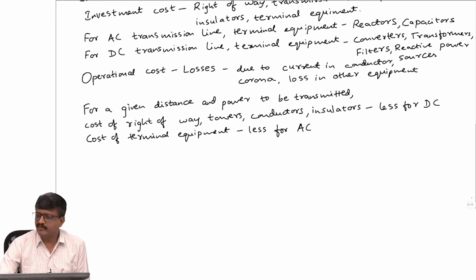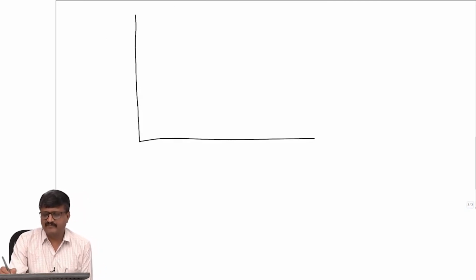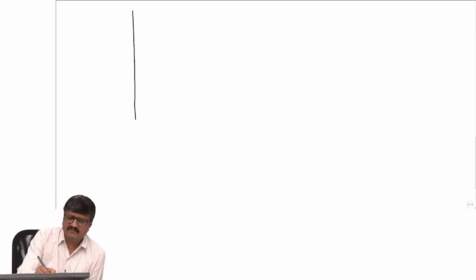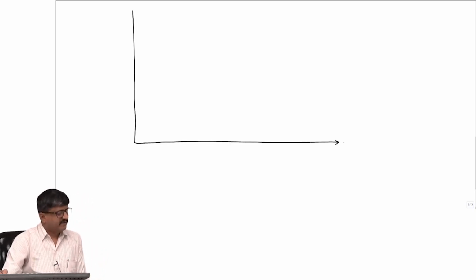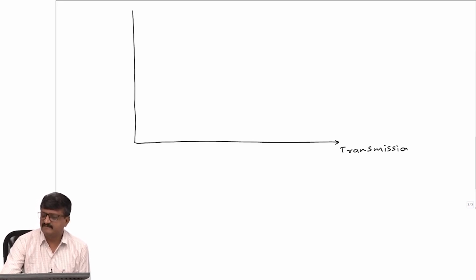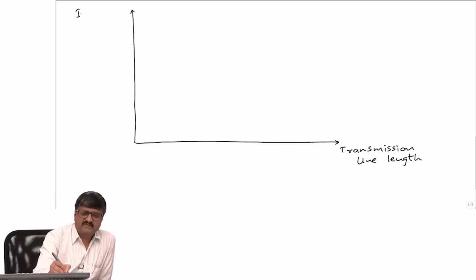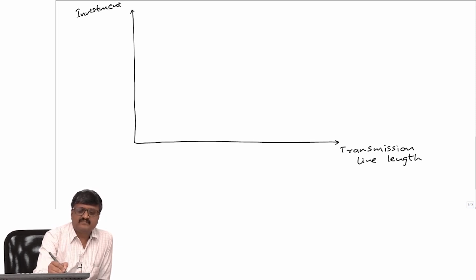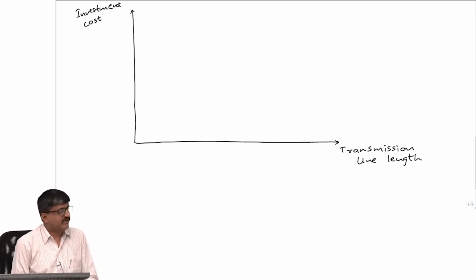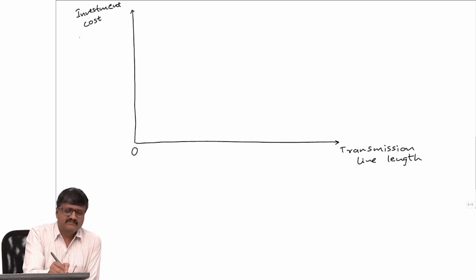So, I will plot a graph where on the abscissa I have transmission line length, and on the ordinate I have the investment cost. I will use, say, red for DC and blue for AC.